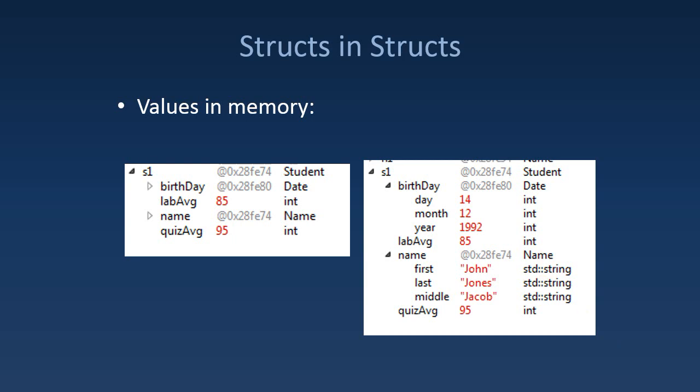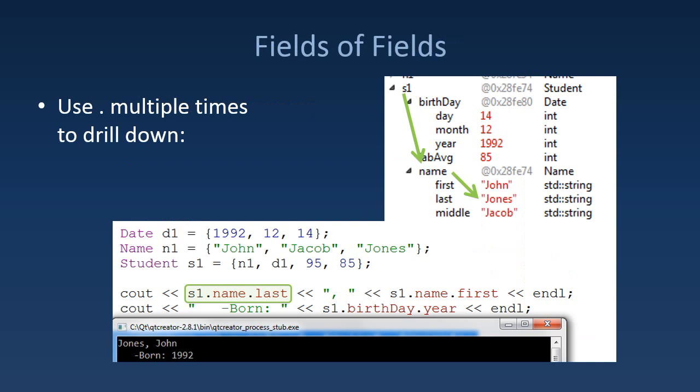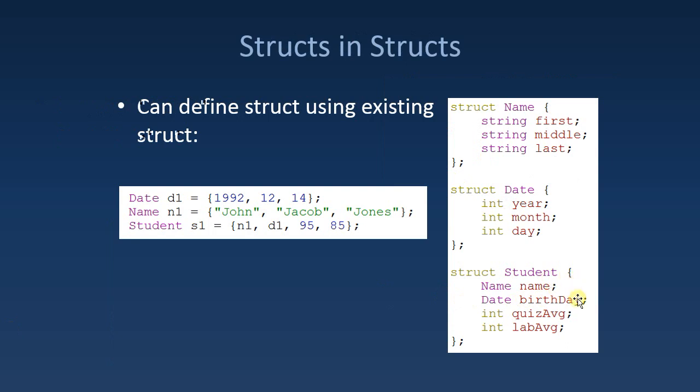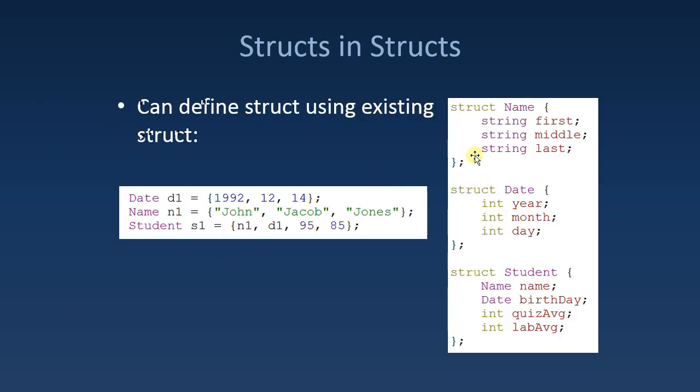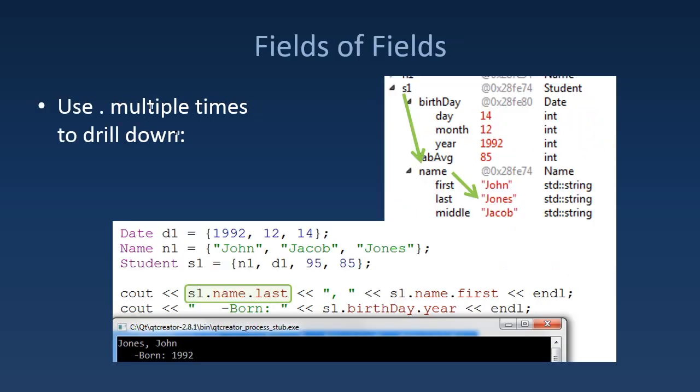Then to access the parts of this student, I have to drill down with that member operator a couple times. So if I want to access the last name of student 1, I have to say, okay, student 1 has a name that's defined in the struct. Student consists of name, birthday, quiz average, lab average. So go to student 1, get their name, and that name is a struct with a first, middle, and last. So from that name, I want the last part. And so drill down to what I really care about.